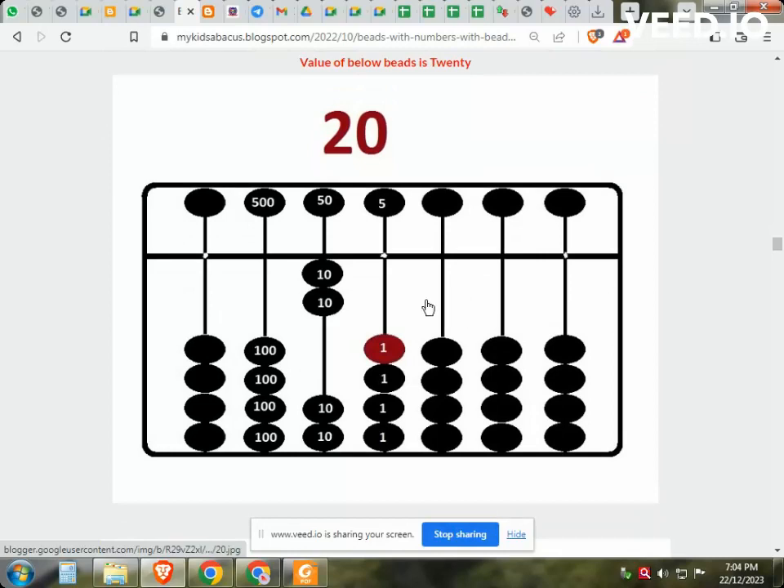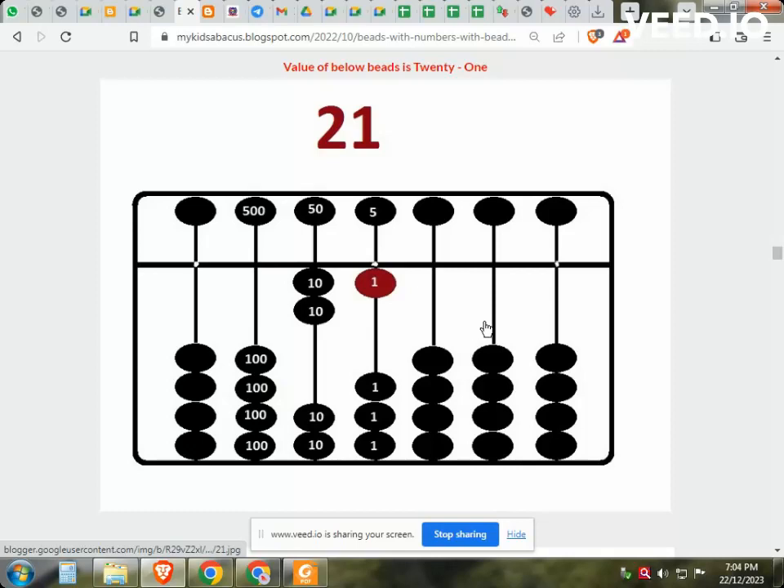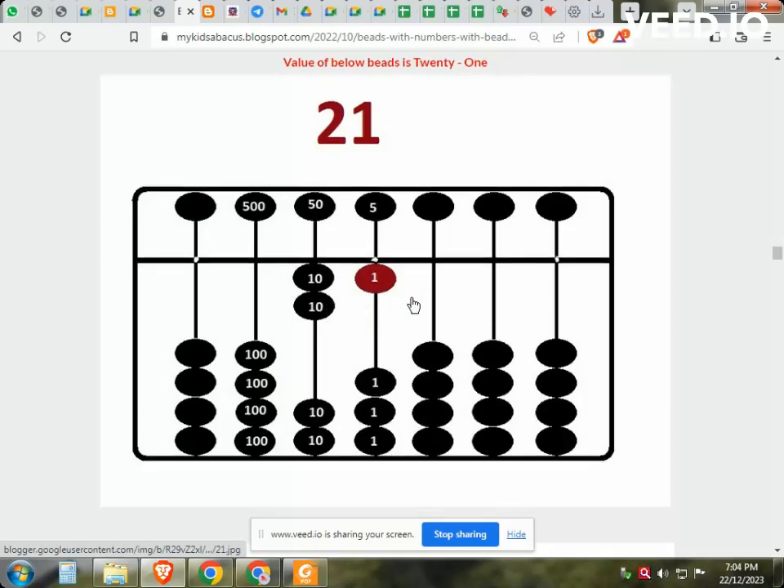We added 20 like this. We have to take 2 lower bits in tens place to upside. This is 20. 10 plus 10, 20. For adding 21, we have to add 2 bits together in tens place and 1 bit we have to add in units place. This is 21. 10 plus 10, 20. 20 plus 1, 21.